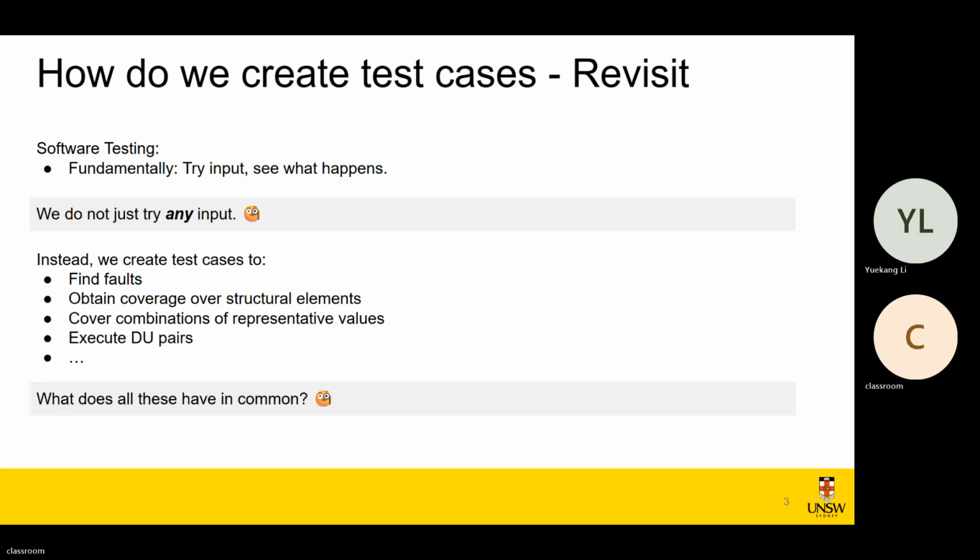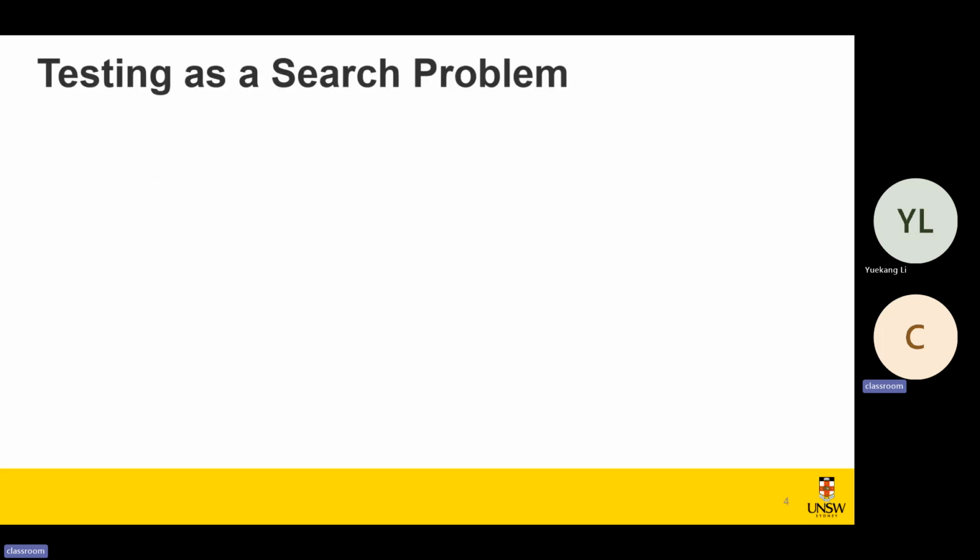We have different purposes, but what do all these have in common? Let's think about this problem. Do we have a goal when we do testing? We do, right? Although the goal could be different, we do have a goal. We want to find more bugs. We want to obtain some kind of coverage, achieve a certain level of coverage. We do have a goal.